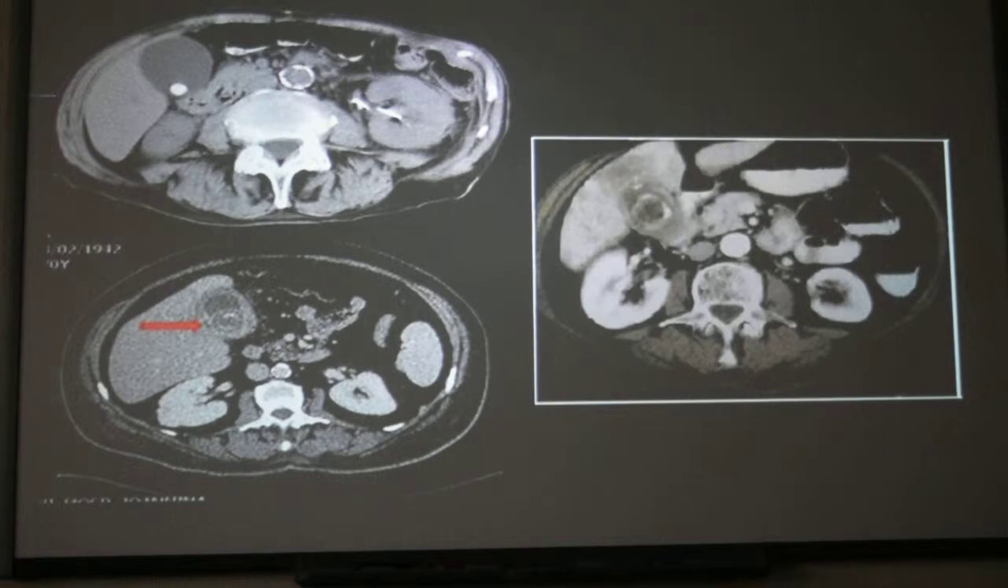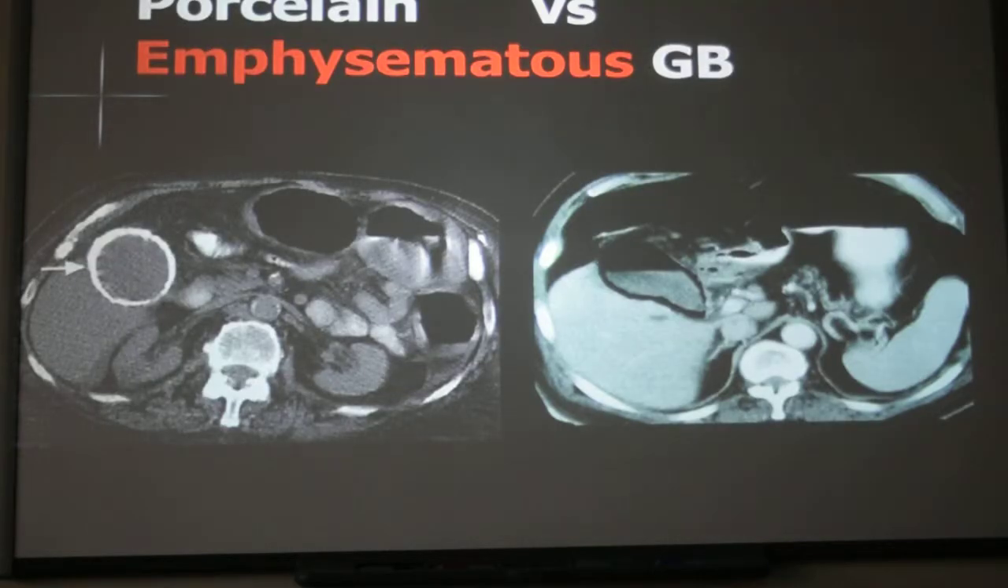Good. Why does it look like it has two walls in the cancer? You're talking about this? Yes, because the wall actually infiltrates the surrounding structure, so you'll not be able to see the entire wall. Okay? We'll see more examples of this.